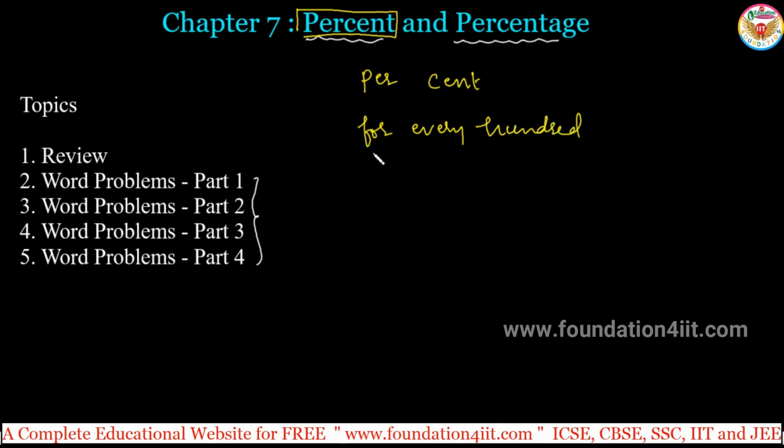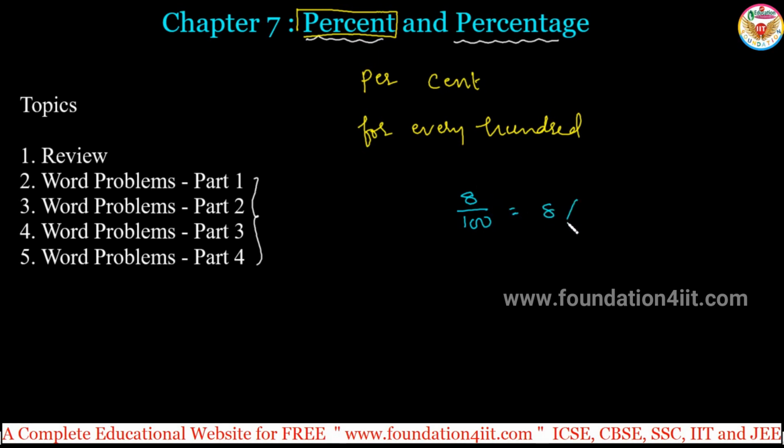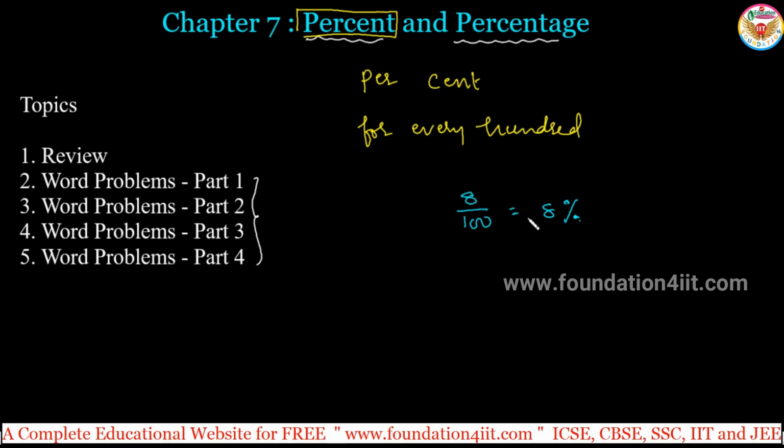Now for example, if you take 8, so 8 is a number. If you take 8 divided by 100, 8 in 100 parts, in fraction form it is 8 by 100, and that is nothing but 8%. So 8 divided by 100 is 8 percentage symbol. Fraction is in 8 by 100 format and percentage is 8 percent. That is fraction to percentage.